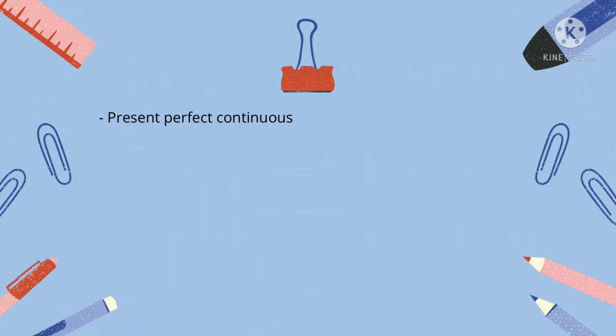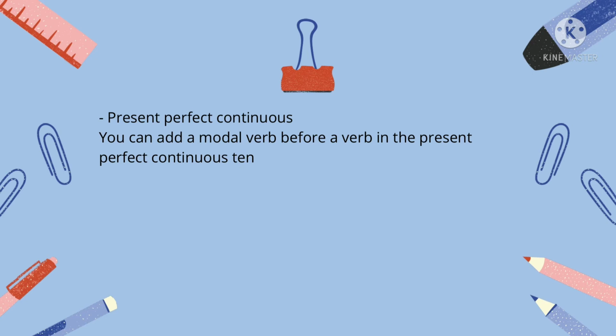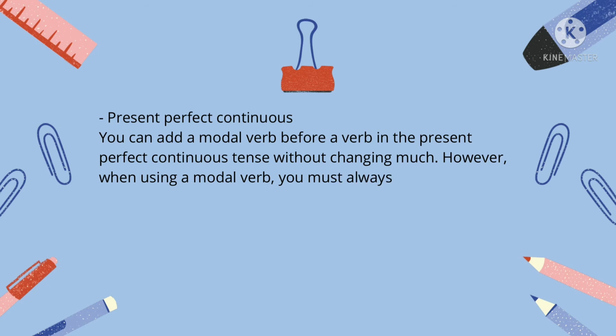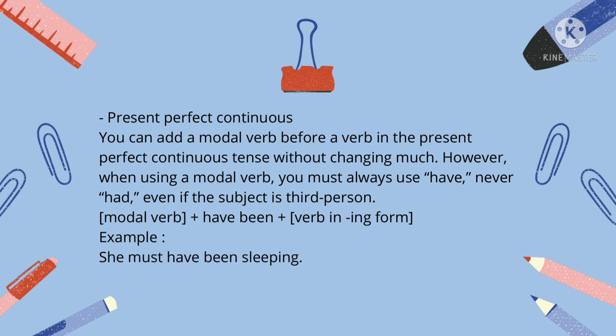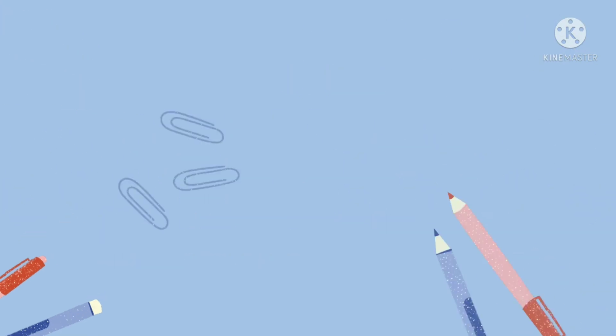Present perfect continuous. You can add a modal verb before a verb in the present perfect continuous tense without changing much. However, when using a modal verb, you must always use have, never has, even if the subject is third person. Modal verb plus have been plus verb in the ing form. Example: she must have been sleeping.